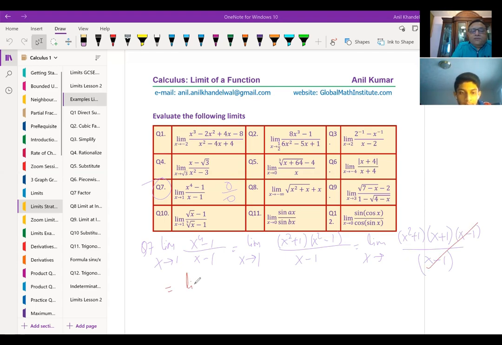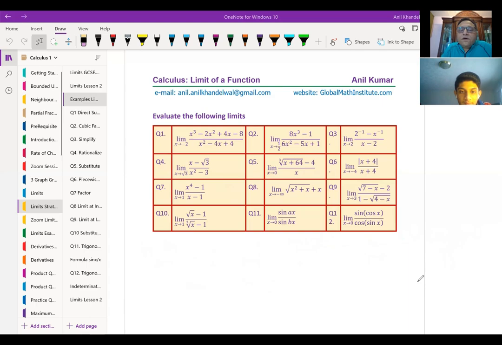Therefore, we're left with the limit as x approaches 1 of x squared plus 1 times x plus 1 in the numerator. Since the factor which was giving us 0 over 0 has cancelled, we can substitute 1 now. When you substitute 1, you get 1 plus 1 times 1 plus 1, which is 4. So the limit of this function is 4. So far clear, right? Yes, so far all clear, sir.